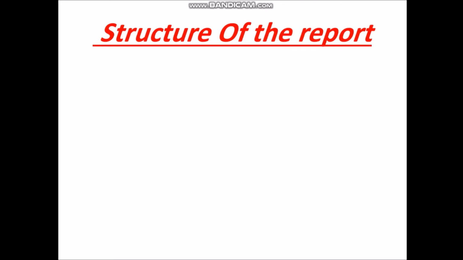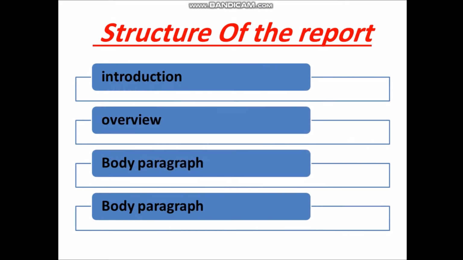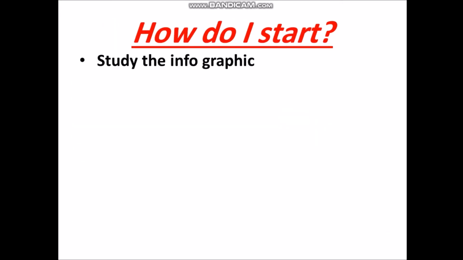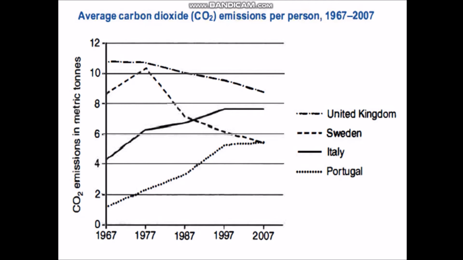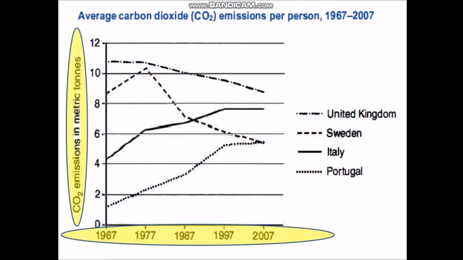We structure them the same way we structure all Task 1 reports, and the same steps followed in bar graph descriptions are also followed here. First, I study the infographic by looking at what is presented on the X and Y axes. This is a line graph on the amount of CO2 released by individuals in 4 different countries. On the X-axis, I have the 40 years highlighted, extending from 1967 to 2007. And on the y-axis, the amount is given in metric tons.